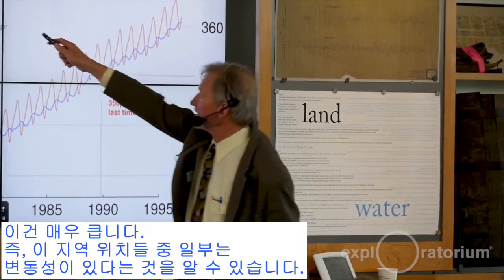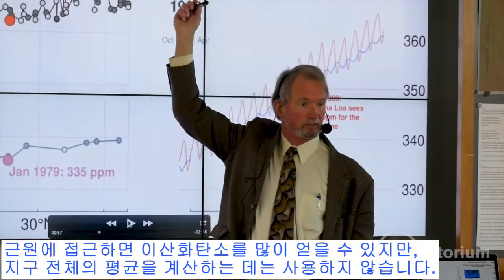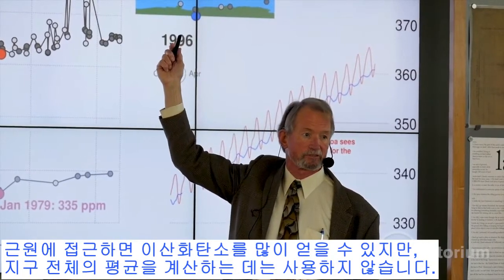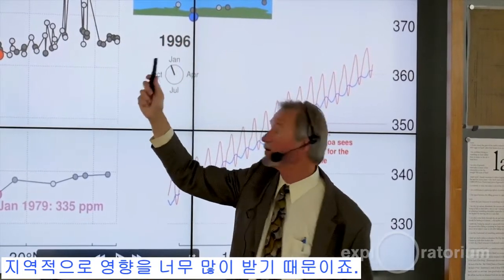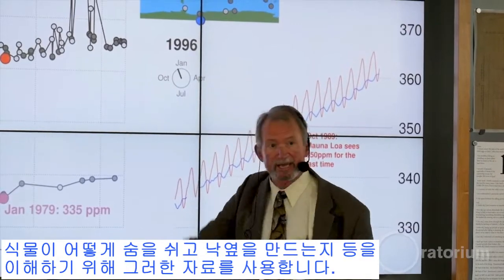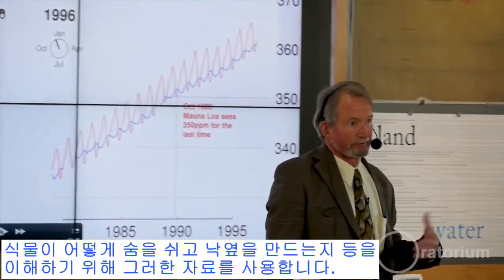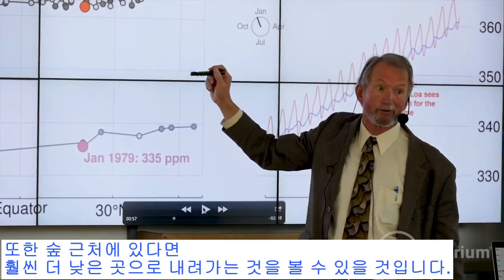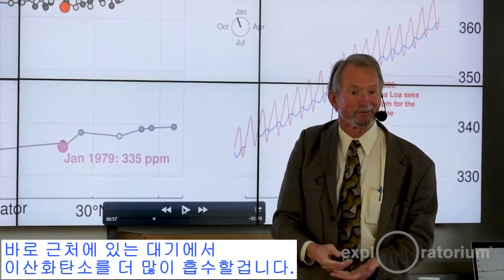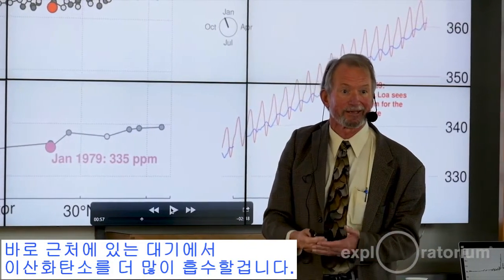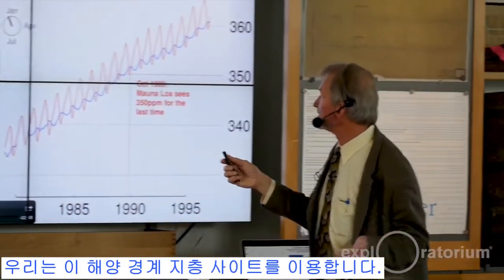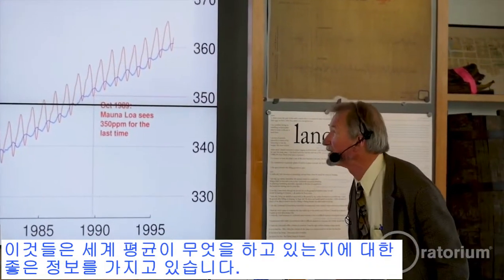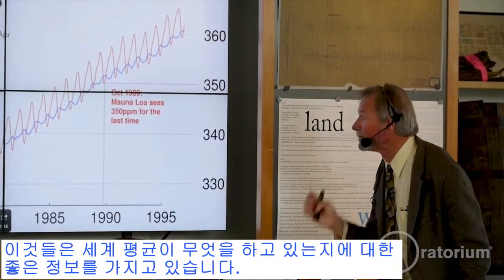And notice the variability on some of these local sites. If you get close to a source, you're going to get a lot of CO2. We don't use those to compute global averages. They're just too locally influenced and too variable. We do use them to understand how the plants are breathing in and breathing out. You also will see them go a lot lower, because if they're near a forest, they're going to suck up more CO2 out of the atmosphere right nearby. When you're taking your average, and we're just using these marine boundary layer sites, these gray ones, we have a good picture of what the global average is doing.